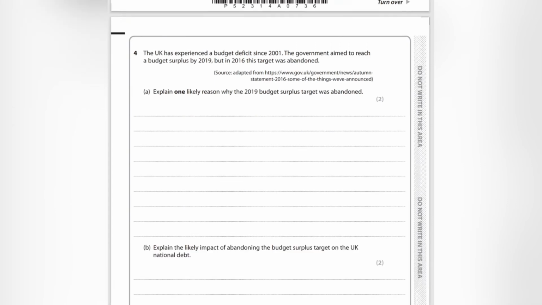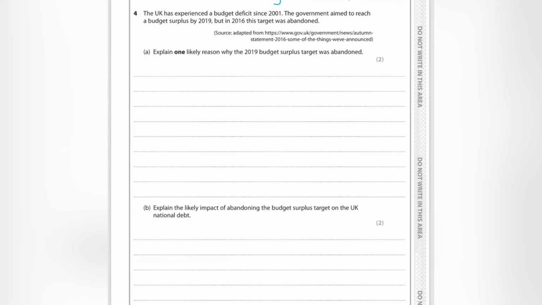There we go. Okay, the UK experienced a budget deficit. The UK has experienced a budget deficit since 2001. The government aimed to reach a budget surplus by 2019, but in 2016, this target was abandoned. Okay, budget deficit. The key point to understand about budget deficit is that it is when the government spending is greater, the value of this government spending is greater than the value of tax receipts. So that's things like income tax, VAT, corporation tax.